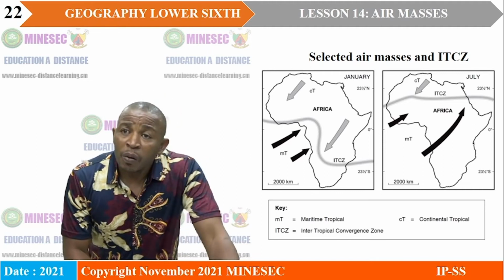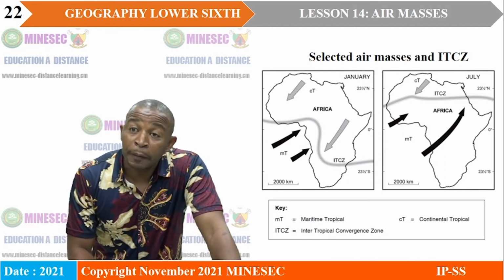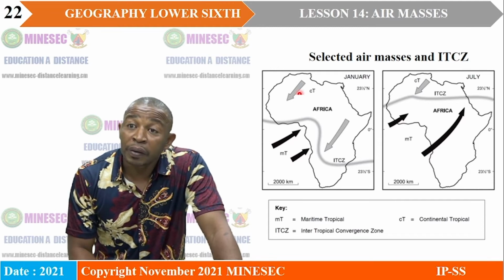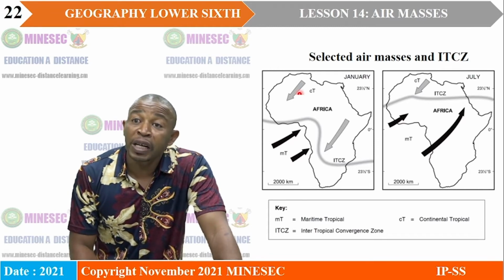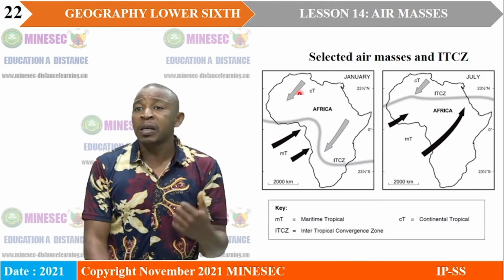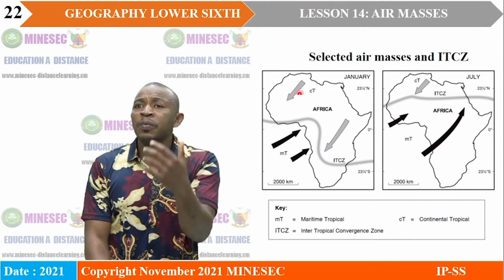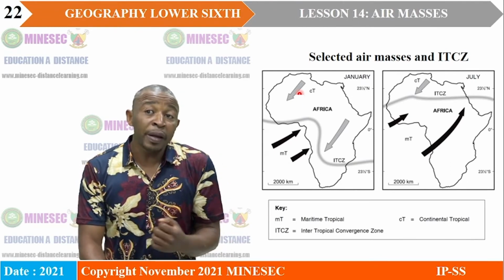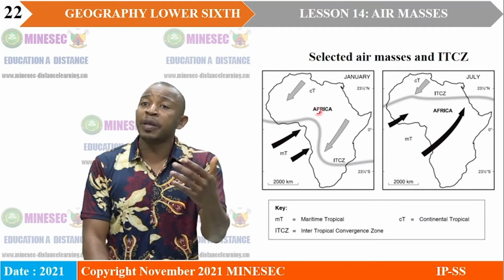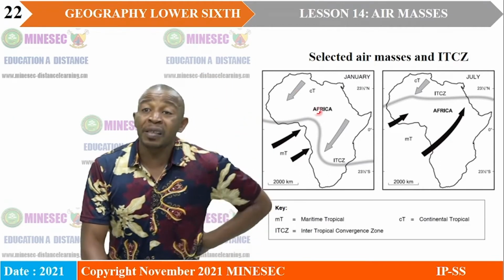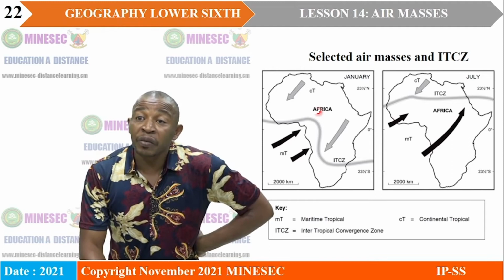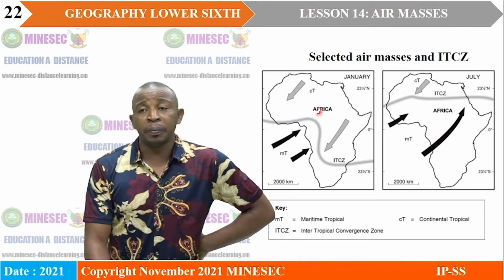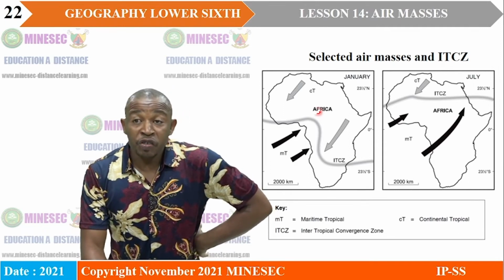So we see the situation in January here. What is happening is that over Africa here, we have the tropical continental air mass that is dominant, and it blows from the subtropical high pressure belt towards the equator. As it is blowing, it becomes so dominant that it brings the effects of its characteristics over this continent, thereby bringing the dry season. It brings the dry season here.